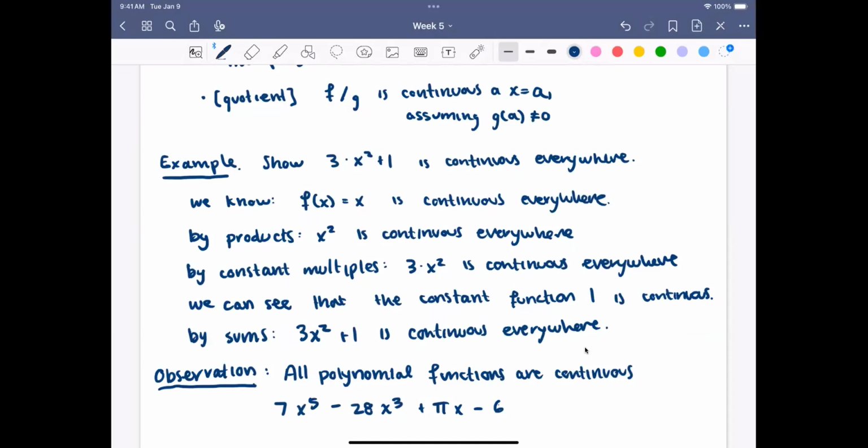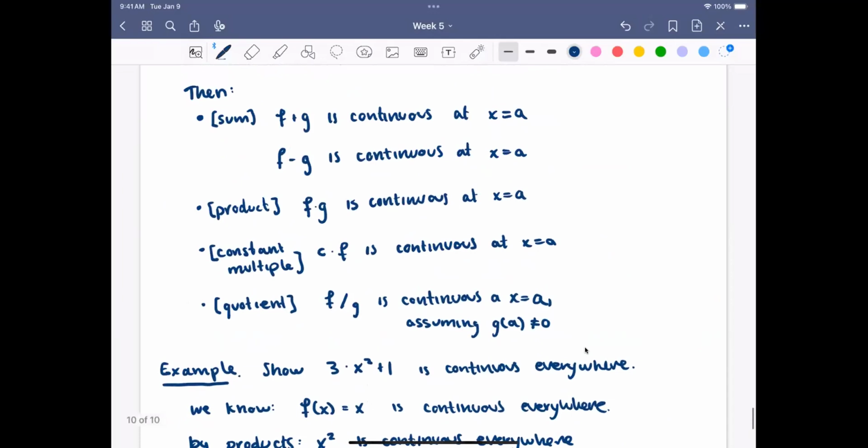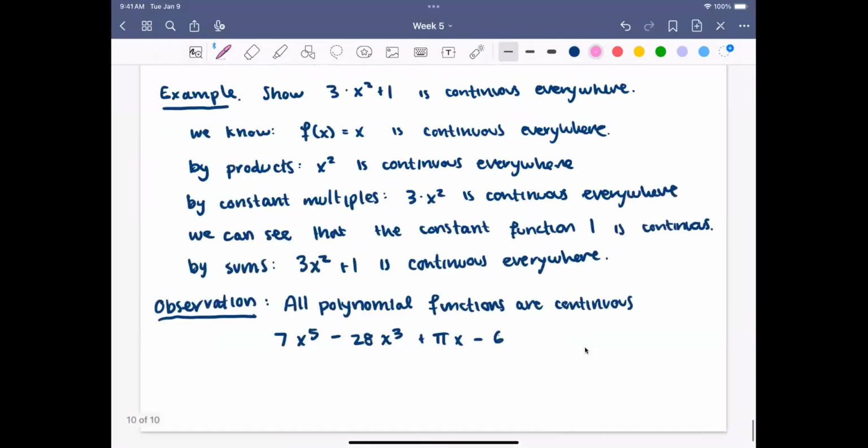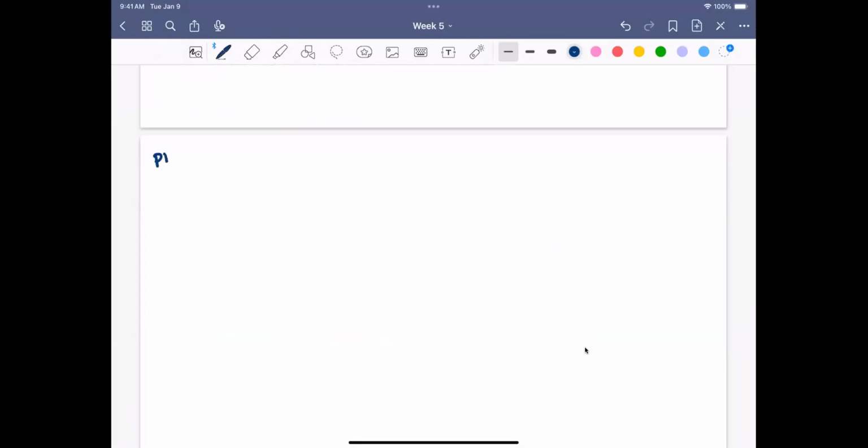Okay, so let's prove one part of the theorem. So we'll prove the constant multiple rule. And in the little book of limits and continuity, chapter 5, you can find the other proofs if you're interested to see how the sum and the product rule are proved. Okay, so let's do the proof of the constant multiple rule.